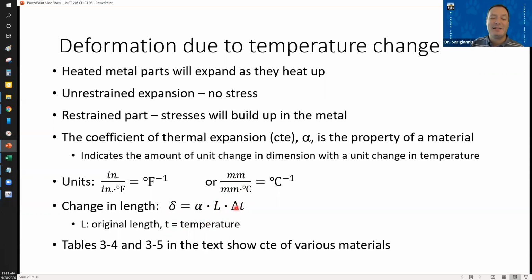And you can see the units. This is a unit of temperature, degrees C or Fahrenheit. This is a unit of length. And then the alpha, you're going to be left with units of length here.